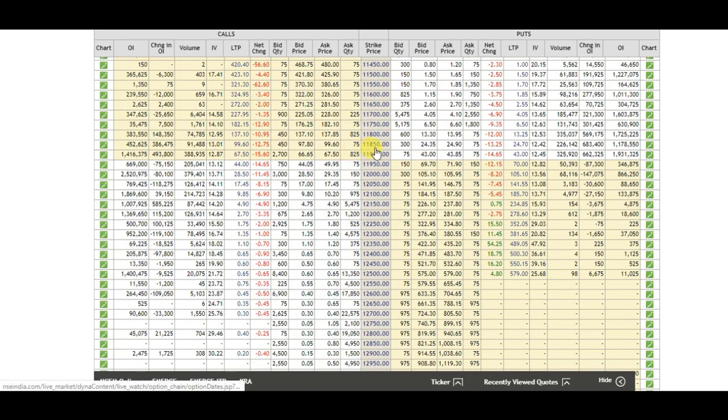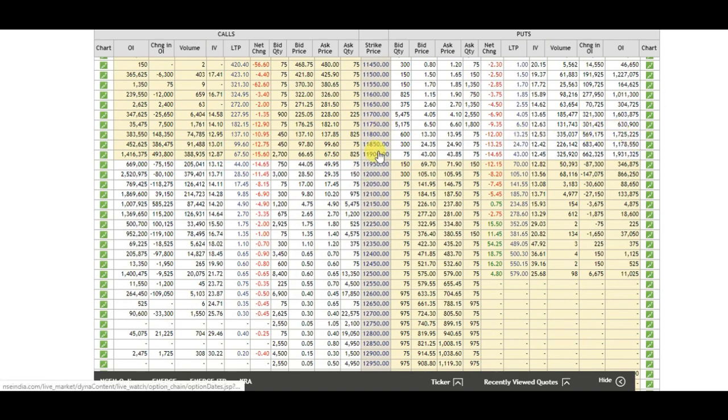Now if we see further down at 11,850, the net change is minus 13, the change in open interest is plus 6.8 lakh contracts, and the cumulative open interest is almost 11 lakh contracts. So again we can see that put writers or put sellers sold the contracts at this strike price. And if we see further down at 11,800, the change in open interest is plus 5.6 lakh contracts, and the cumulative open interest is 17 lakh contracts.